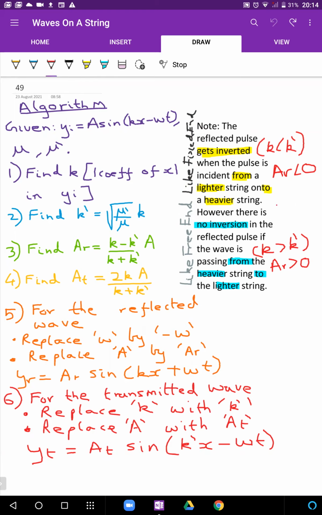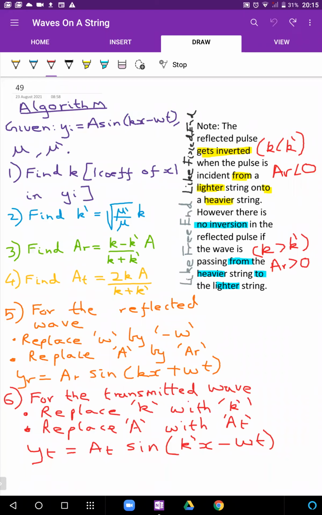However, there is no inversion in the reflected pulse if the wave is passing from heavy to light. Okay, so when the wave passes from the heavier string to the lighter string, K बड़ा होगा K dash से और AR positive होगा. So भारी string से light string में no inversion. Why is there no inversion in the reflected pulse? You can just remember that as heavy to light. उसका extreme cases like reflection from free end, no inversion.